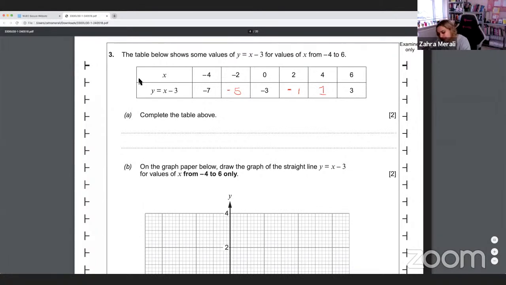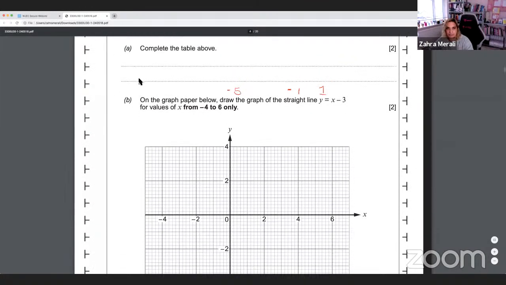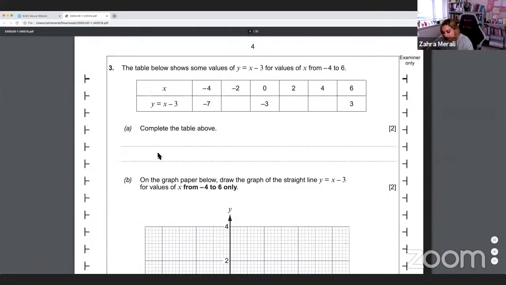In order to plot it, your X is along your horizontal axes and your Y is along your vertical axes. So you would then just plot the points and draw a straight line. It's not as obvious to see here, but the key bit here is they want -4 to 6 only. Don't extend your line further. Don't go past -4. Just take your line and draw your line exactly as is required.